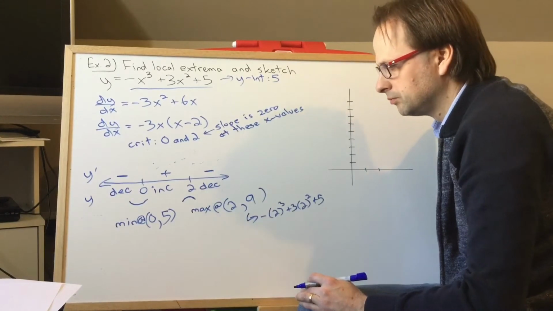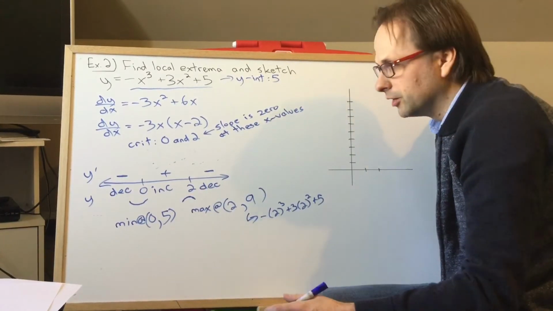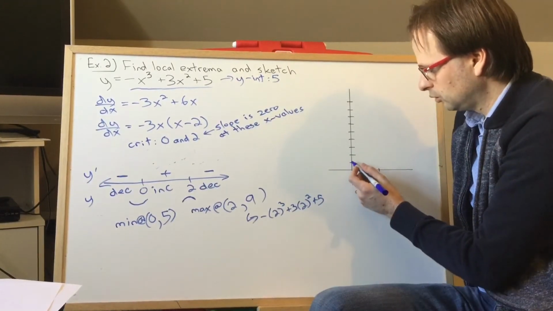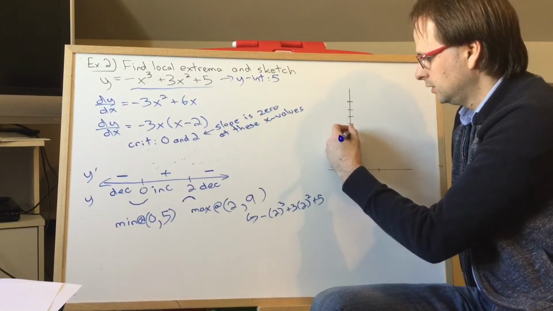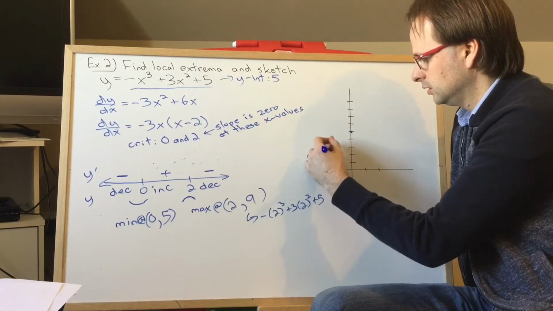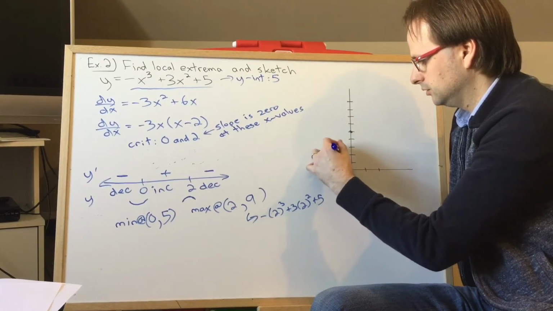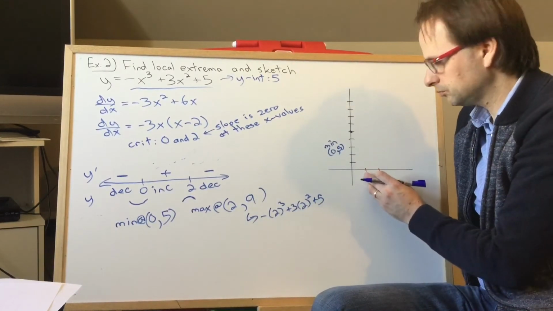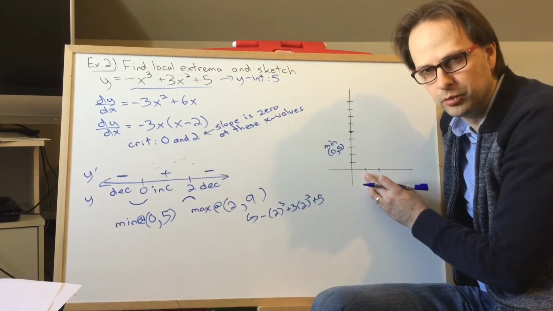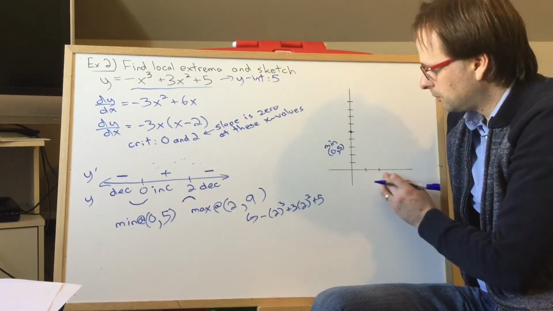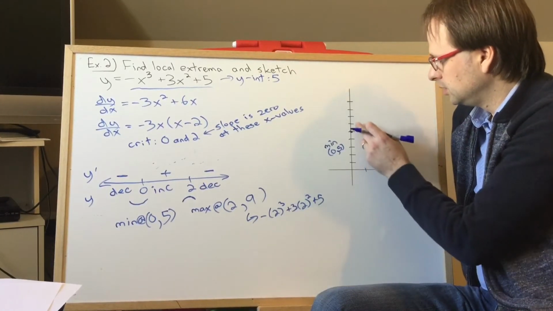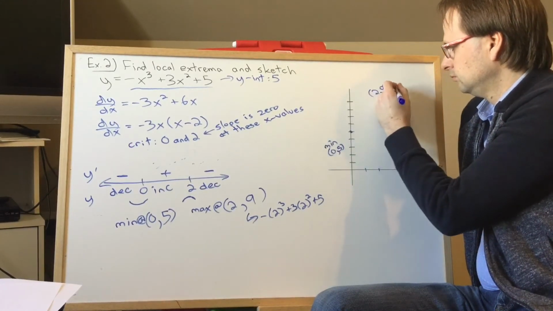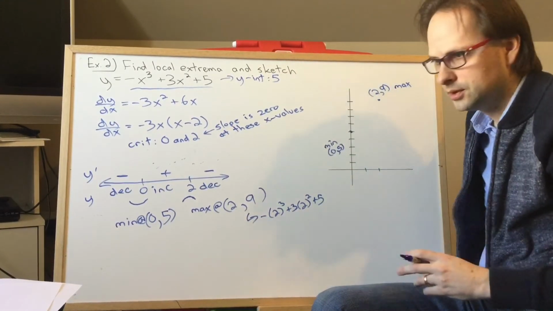There we go. If I want to sketch this function, let me take those points and actually plot them. So 1, 2, 3, 4, 5. This point right here should be a min at 0, 5. And it's probably just a local min. If we don't specify, we assume we just mean local. The point 2, 9, here's 2, here's 9. There's a max.